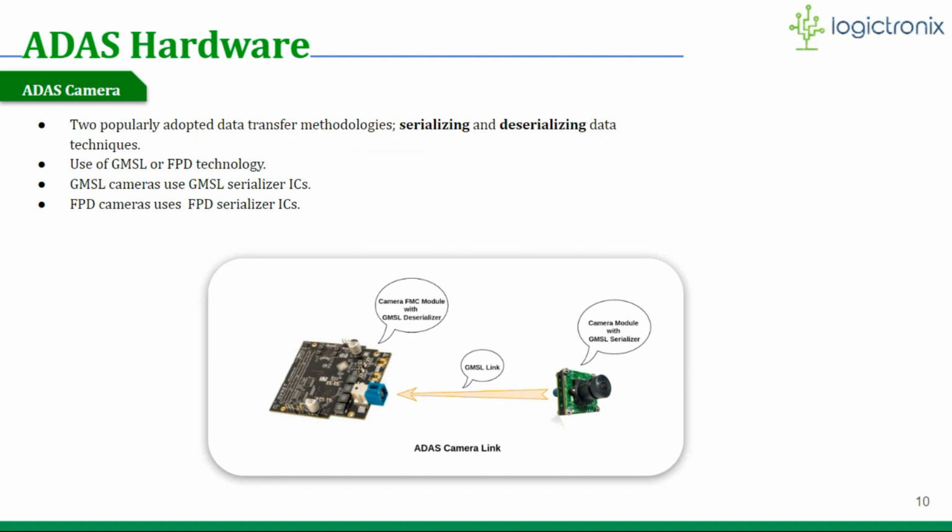In the field of ADAS, there are two popularly adopted data transfer methodologies. They use serializing and deserializing data techniques, namely GMSL or FPD technology. When a camera uses GMSL serializer ICs, it is termed a GMSL camera. On the other hand, FPD cameras are those cameras that employ FPD serializer ICs. We will have a brief explanation of these ICs after this slide, and you can also check a similar thing in this picture.